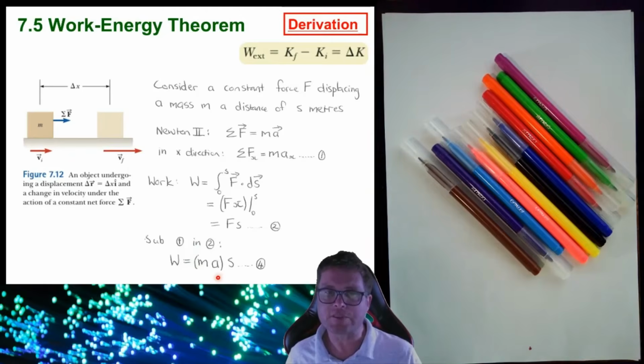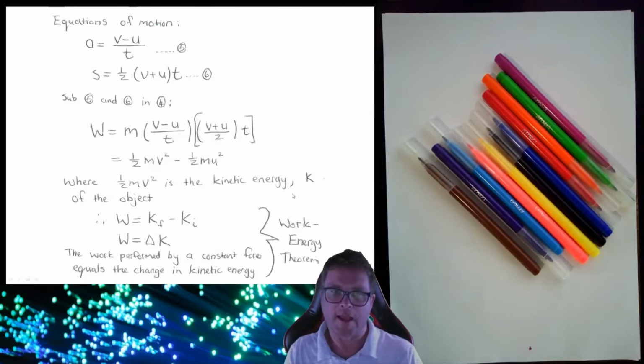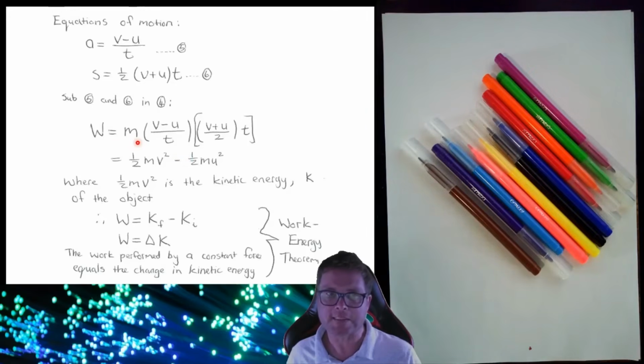We're going to substitute equation 5 and equation 6 in for a and s, and then this brings us to work is equal to mass times, here we've rewritten the a by v minus u over t, and here we've rewritten the s by half of v plus u times t. Then we can simply multiply these terms out.